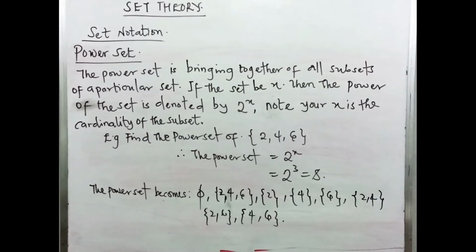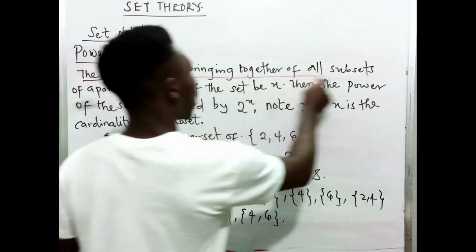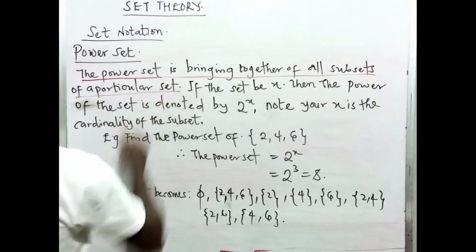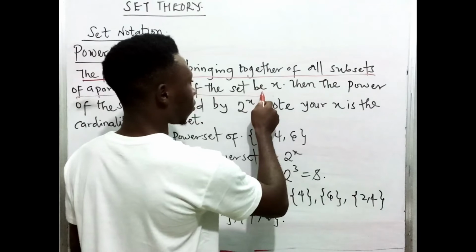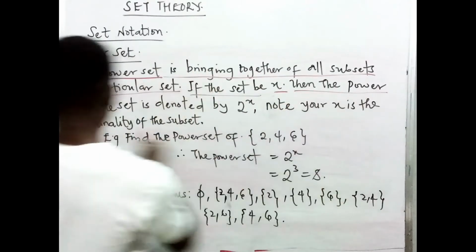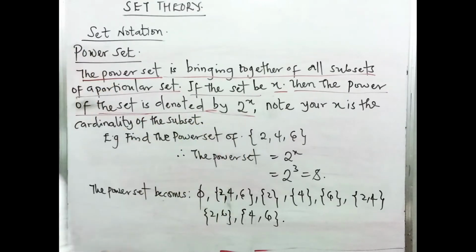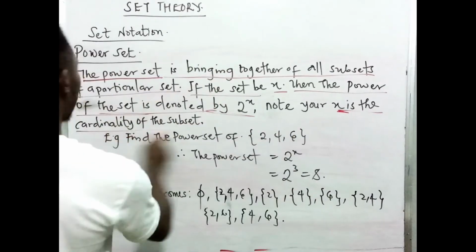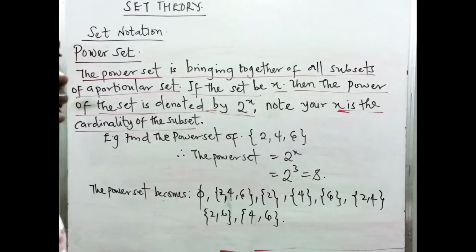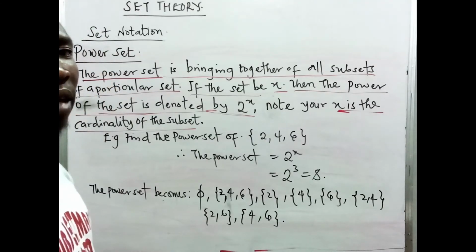Power set. Now, the power set is the bringing together of all subsets of a particular set. The aim is to generate these subsets and bring them together. So if the set is X, then the power set is denoted by 2 raised to the power x. Note that x here is the cardinality of your set. When I say cardinality, what is it? The individual count of the elements of a set.